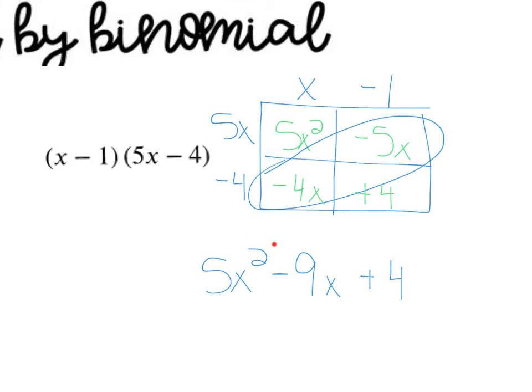Also notice I write the squared term first, that's called the quadratic term, then the term with the exponent of 1, that's called the linear term, and then the constant last. So x squared, x, and then the constant.